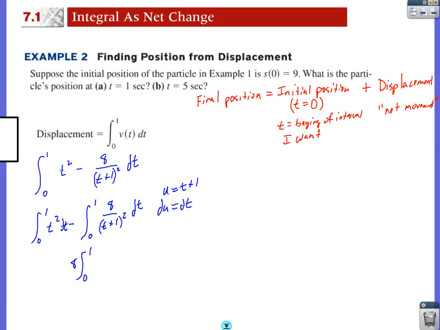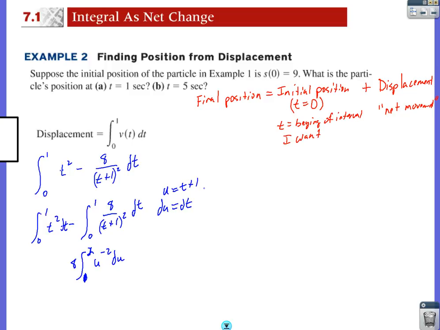8 comes on the outside. I have u to the negative 2 du. Oh, but what didn't I change? I didn't change my limits of integration. So for this part, it's going to become 1 to 2, because I've got to plug in my values for my limits of integration.